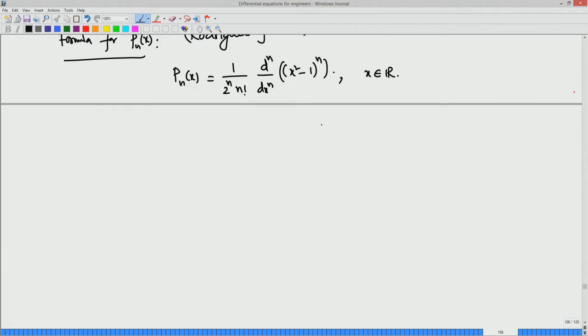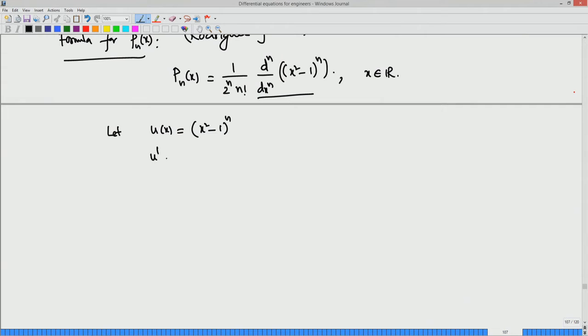So you start by considering this nth derivative, this part. So in this, let u of x equal to x square minus 1 power n. So you take this as a function of x. You can differentiate this because it's a polynomial. Okay, so what do you have if you differentiate this?